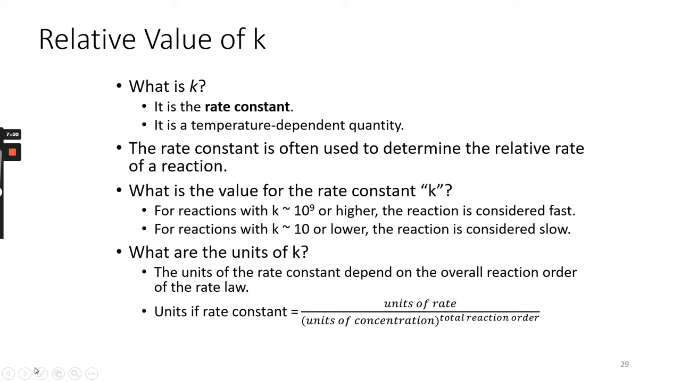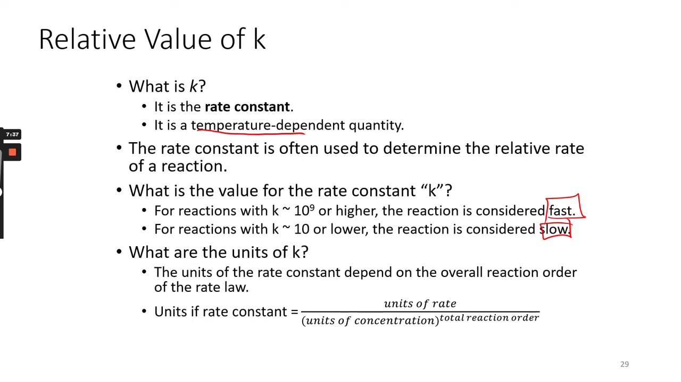What is K? K is the rate constant and it is temperature dependent. So when they're giving you concentration data, they normally state it at a certain temperature. The rate constant is often used to determine the relative rates of a reaction. What is the value of the rate constant K? Well, if your value of K is 10 to the 9th or higher, that is really telling you that your reaction is fast. If it's lower than 10, then that is telling you your reaction is slow.